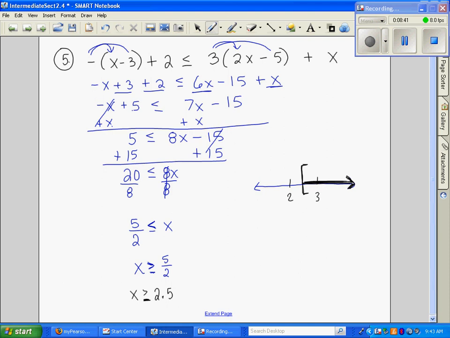And now once again we represent our interval notation by bringing down that bracket. 5 halves or 2.5, same thing. And it goes on forever to the right, so it's going to be infinity. And once again we say parentheses for infinity.